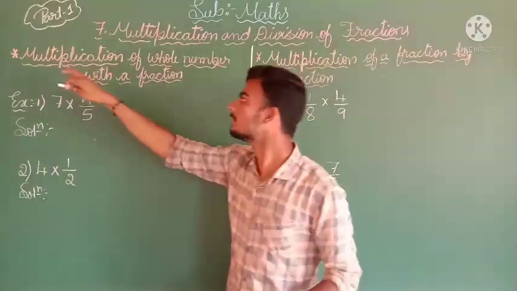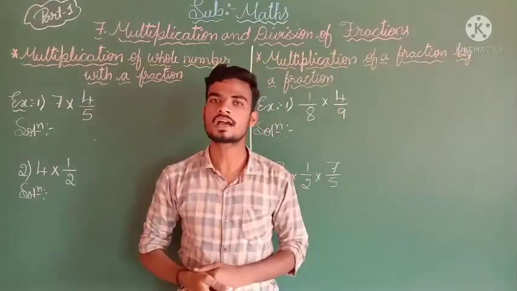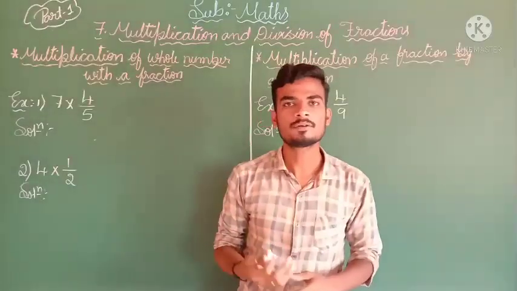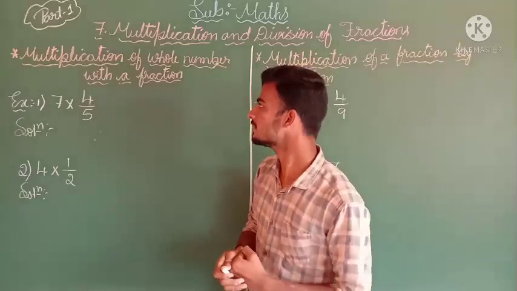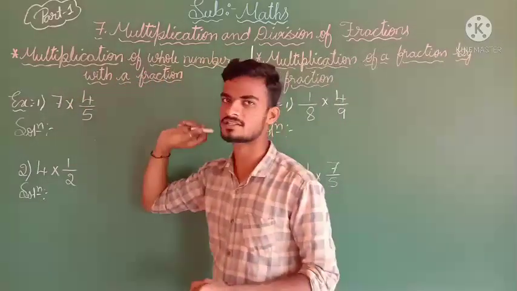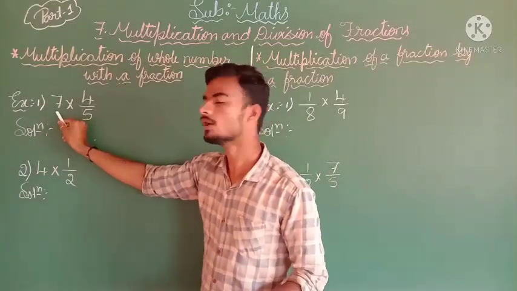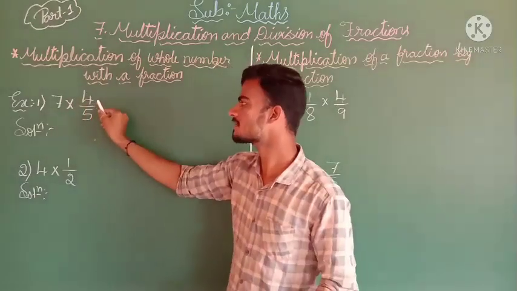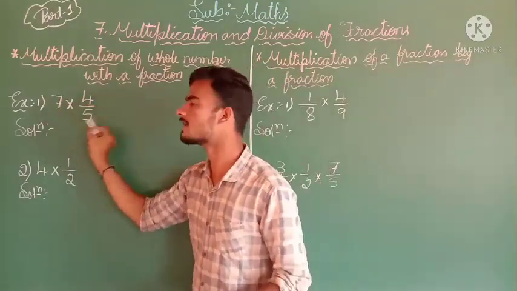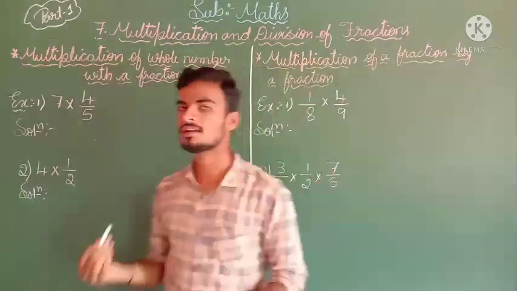In the first topic we will discuss multiplication of fractions. How to multiply the fraction. First, what type of questions will arise? That is multiplication of a whole number with a fraction. See here, for example, 7 is a whole number. 4 by 5 is a fractional number. So if the question arises like this, how to multiply these numbers? It is very easy.